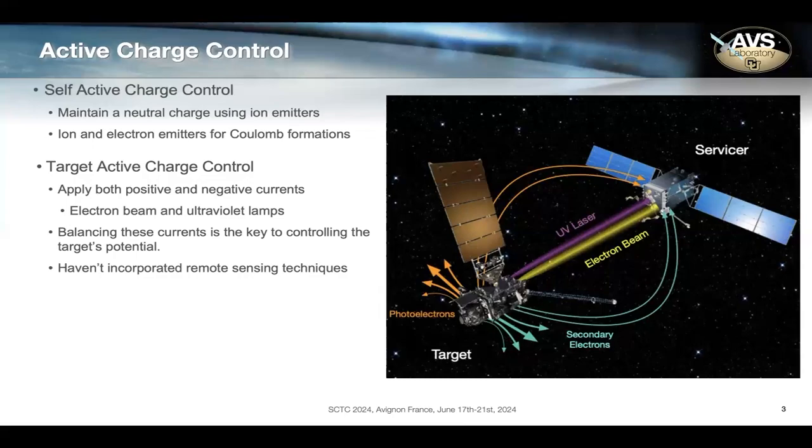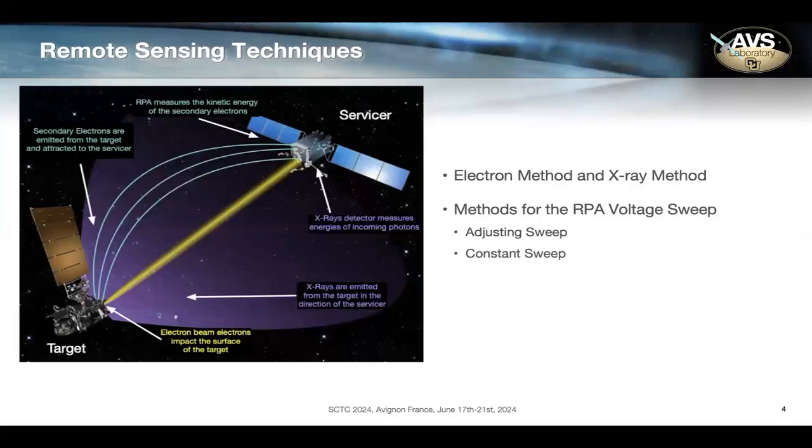And therefore, we want to incorporate remote sensing techniques into our active charge control to have a more realistic charging scenario. The remote sensing techniques that have been developed in our lab are the electron method and the X-ray method. This project deals with the electron method, so it's the explanation I will give here. A surfacer equipped with a higher energy electron gun aimed at a target will excite secondary electrons from the surface of the target. These secondary electrons will be emitted with a very low energy and repelled away from the negatively charged target towards the positively charged surfacer, where they will impact with an energy equal to the difference between the target and the surfacer.